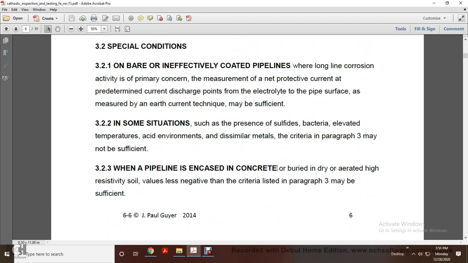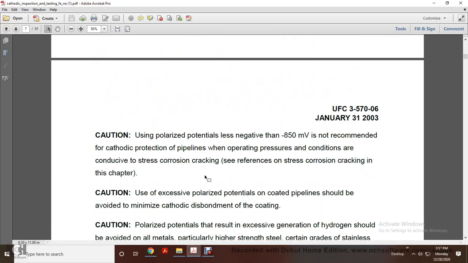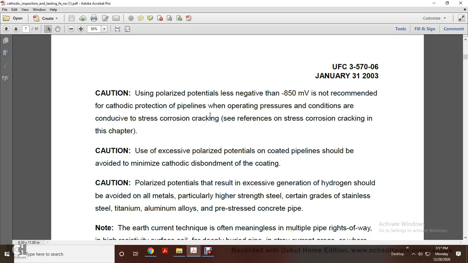3.2.3. When a pipeline is encased in concrete or buried in dry, aerated, high-resistivity soil, values less negative than the criteria in paragraph 3 may be sufficient. Caution: using polarized potentials less negative than -850 millivolts is not recommended for cathodically protected pipelines operating at pressure conditions conducive to stress corrosion cracking. See the reference for stress corrosion cracking in the chapter.